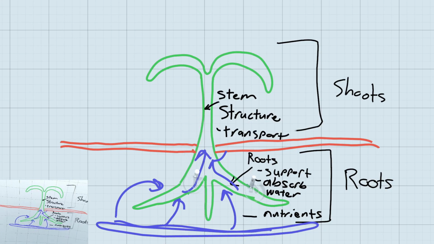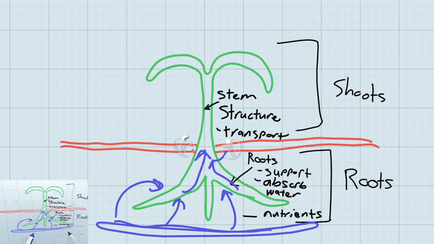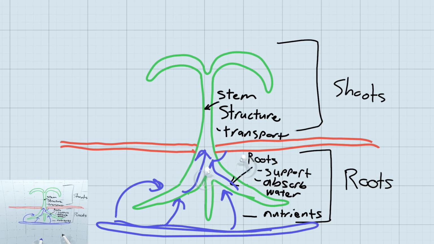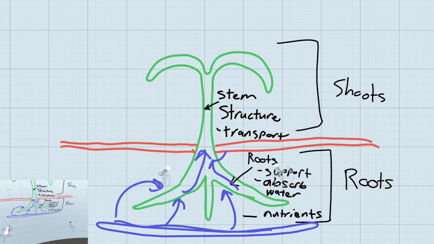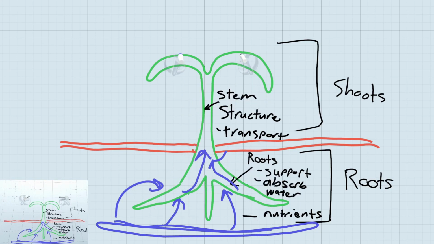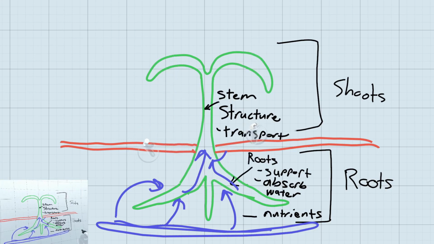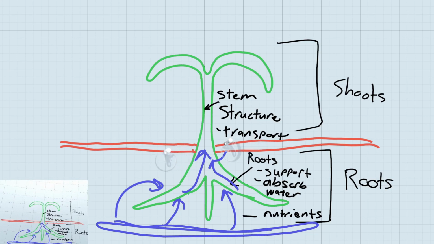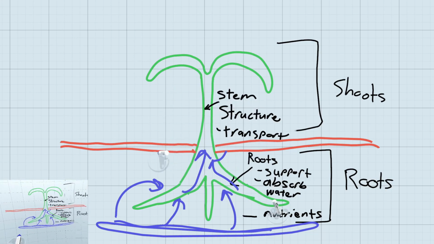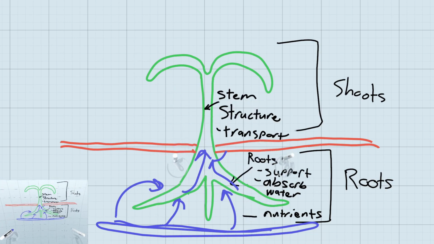Now the stem does this in two main ways. We've got the xylem, which are specialized organs that help transport water from the root system up to the top of the plant with the leaves. And we also have got the phloem. The phloem transport food and other nutrients around the plant so that all the cells have energy to survive.